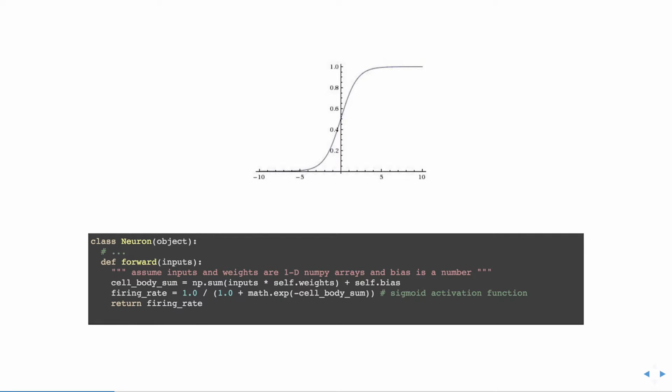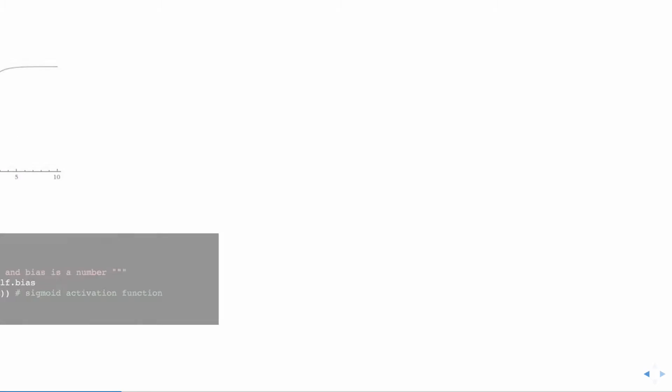It's an implementation of a neuron, so it's just 3 lines of code, 4 or 5 lines of code. Sum all the inputs, add the bias, and then just divide by this sigmoid function, so exponent. So yeah, what can a single neuron do?